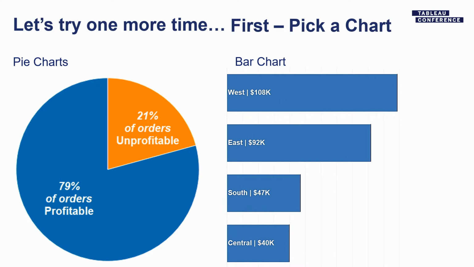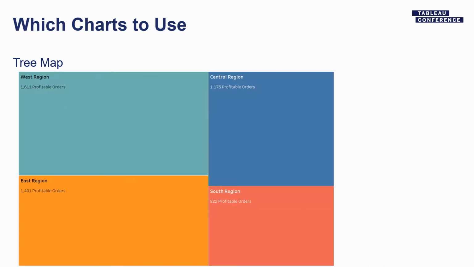So what other ways could we have looked at the data? So far we have pies, circles, we have bars. What about some rectangles? What do you all think? Does that sound like a tree map to you? Well, let me take a look.